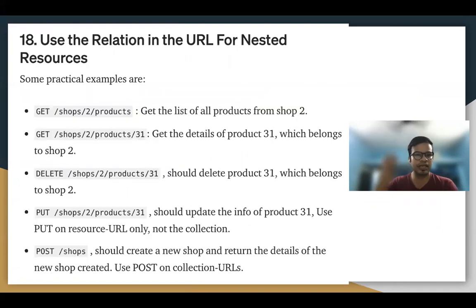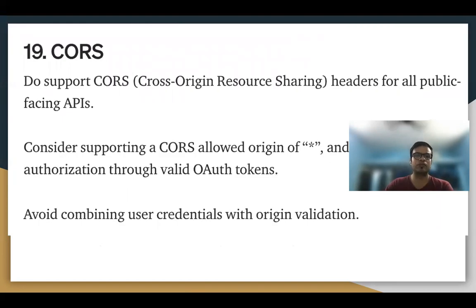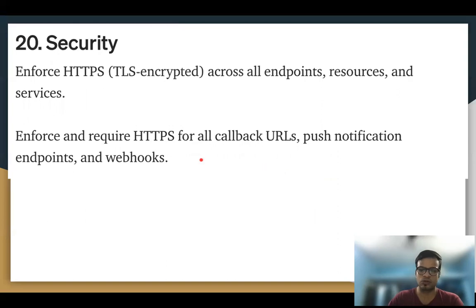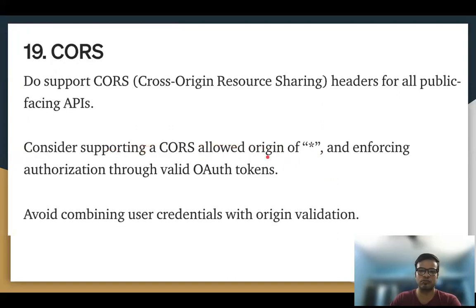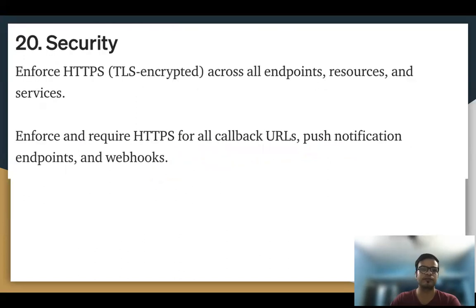Then use a relation in the URL for nested resources. Some practical examples are shops to products, shops to products 31, and the same if you're deleting. Now, cross origin resource sharing headers should be supported. You should support and enforce authorization through a valid OAuth token. And you should not combine the user credentials with the origin validations. This should also be taken care of.